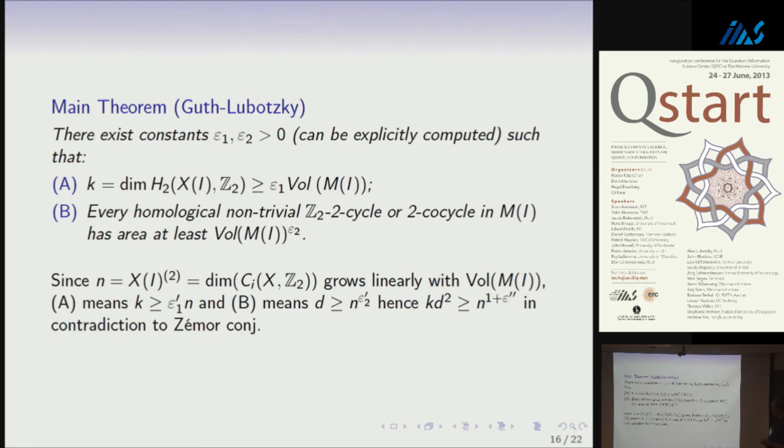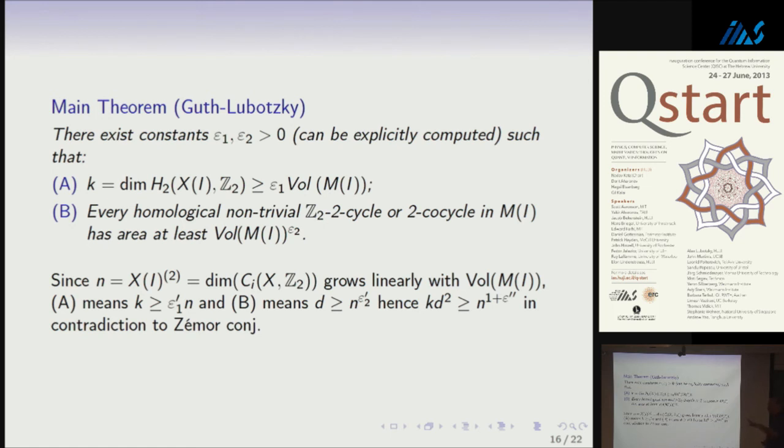Anyway, in our case the dimension grows linearly with the volume. The real meaning of the theorem is that we get k times d squared greater than or equal to n to the 1 plus epsilon double prime, for a fixed epsilon. So we are beating the Zemor conjecture, but very, very, very little. Just passing the threshold of 1, but not by much.